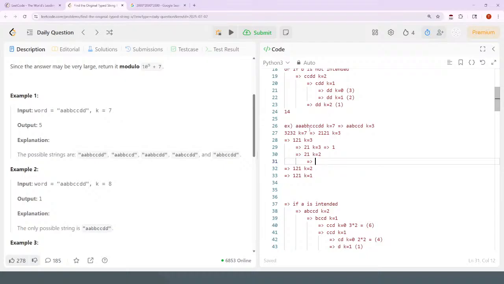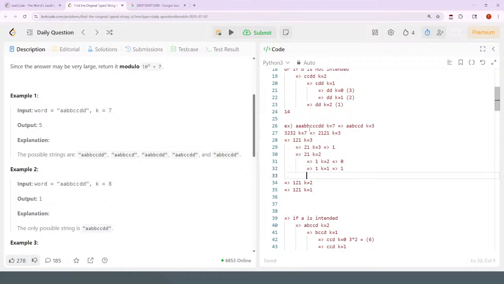So if none of them was intended, then it's 1, K equals 2. 0 ways of doing that. Or 1, K equals 1. 1 way of doing that. Or 1, k equals 0. And there's two ways of doing that.